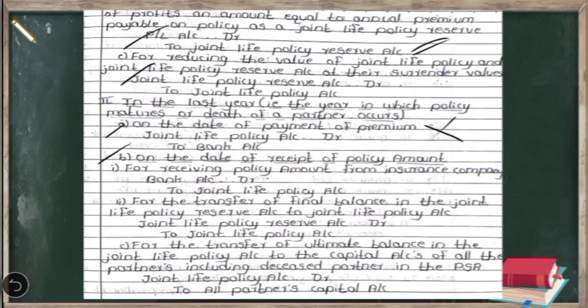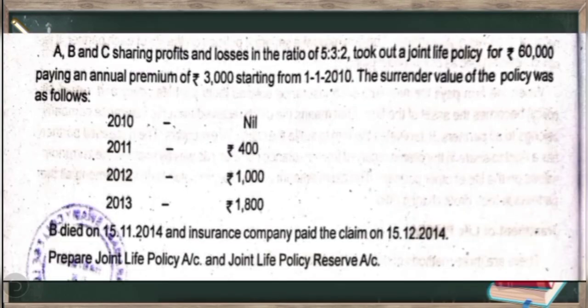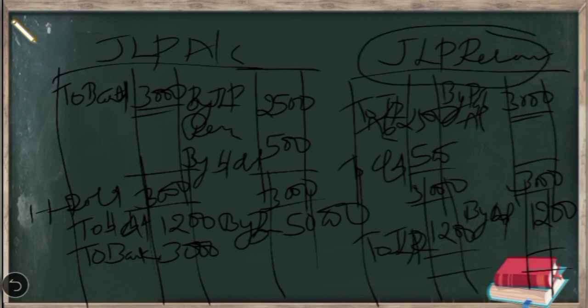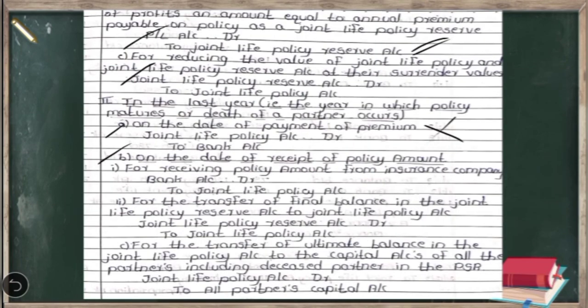Then the next entry will be for the transfer of the final balance in the joint life policy reserve account to the joint life policy account. If you see the joint life policy reserve account, here we have 1200, which is the surrender value of the previous year. So the same amount will be transferred to the joint life policy account. Final balance in the joint life policy reserve account will be transferred to joint life policy account. So here you pass the entry joint life policy reserve account debit to joint life policy account. So in the joint life policy account we are going to write by joint life policy reserve account amounting to 1200.